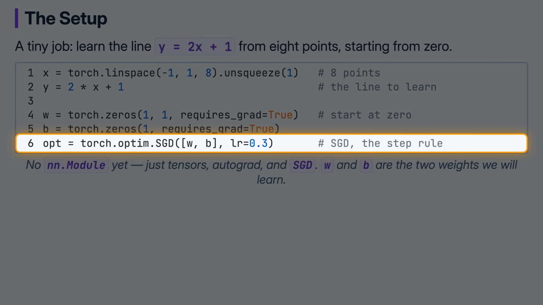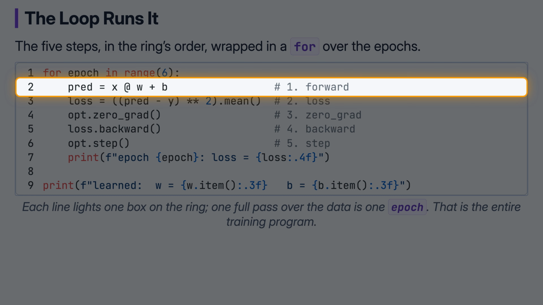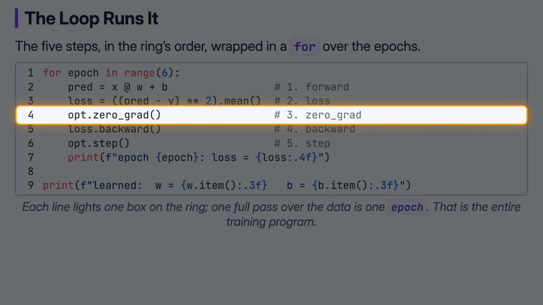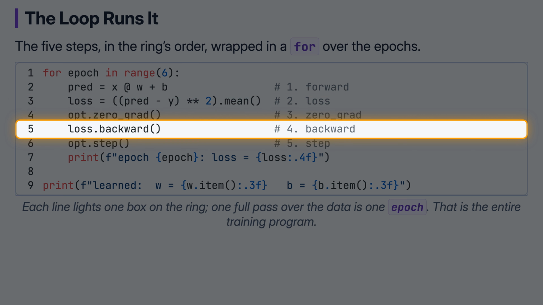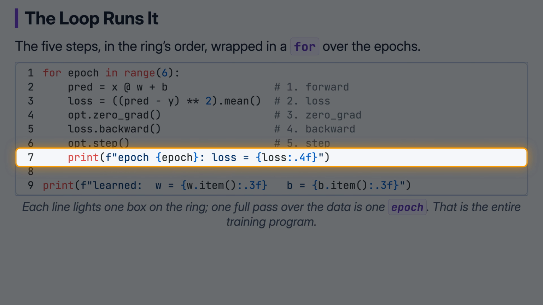SGD is the optimizer, handed the list of weights. No model class yet, just tensors, autograd, and SGD. The whole loop is wrapped in a for over 6 epochs. Line 1 forward, the model makes its guess. Line 2 loss, score how wrong the guess was. Line 3 zero grad, clear the old gradients. Line 4 backward, fill in the gradients. Line 5 step, update the weights. Then we print the loss each epoch. 6 times round the ring, and that is the whole training program.